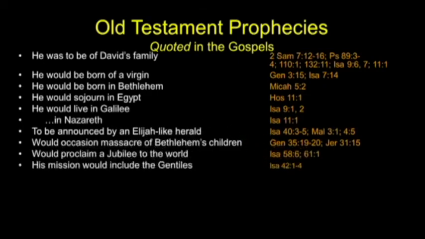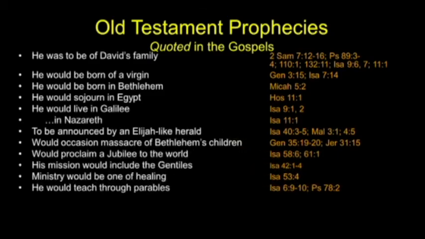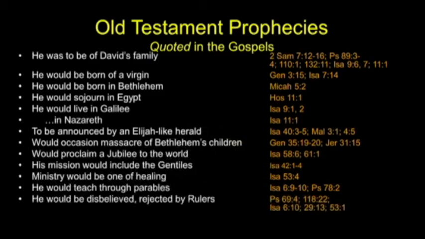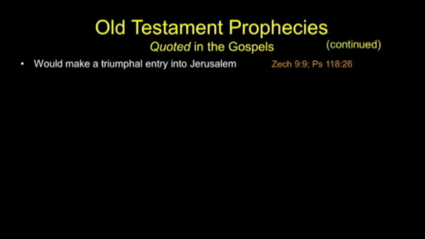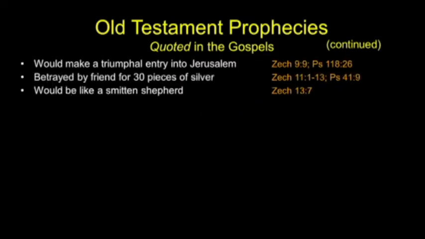He'd proclaim a jubilee to the world. He would include the Gentiles. He had a ministry of healing. He would teach in parables. He would be disbelieved and rejected by the rulers. In fact, just in the last week of his life, there's a whole bunch of them. He would make a triumphal entry to Jerusalem. He'd be betrayed for 30 pieces of silver.